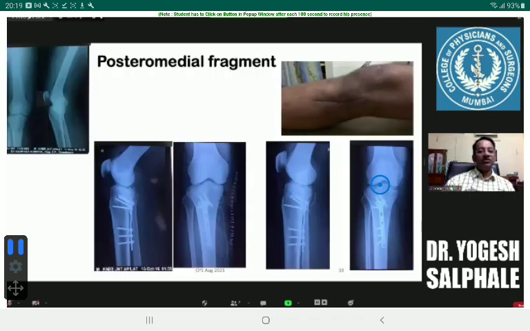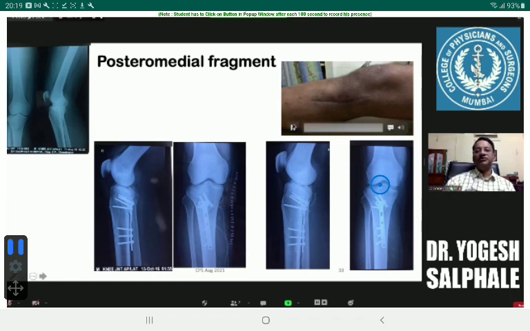We also have the different posterior medial fractures. You can see here significantly a big fracture. Buttress plating has been done. An additional screw has been passed. The fragment sits in place and eventually the patient gets good movement.